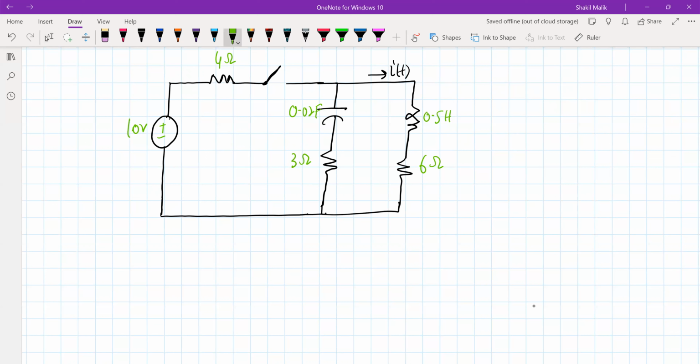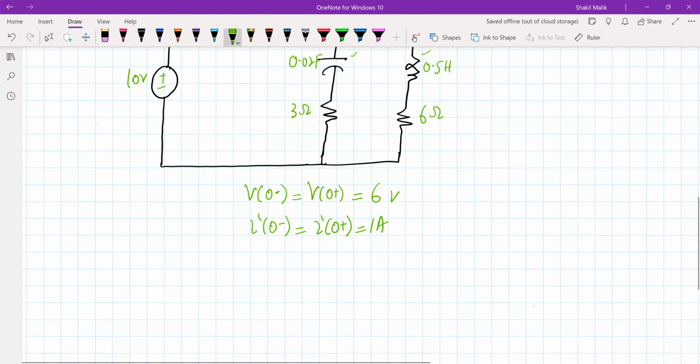Since v(0-), which is the same as v(0+), because the capacitor voltage cannot change suddenly, is equal to 6, and i(0-), which is the same as i(0+), is equal to 1 ampere. So the initial values are not equal to 0, and we have to replace the capacitor and inductor with their equivalent models. To draw the equivalent model of this circuit, we have to use the models which include initial conditions for this capacitor and inductor.